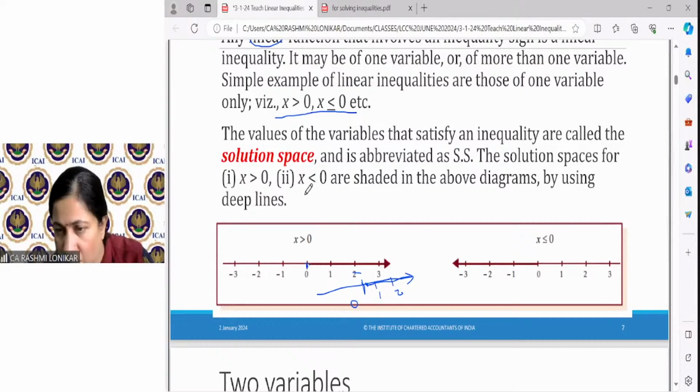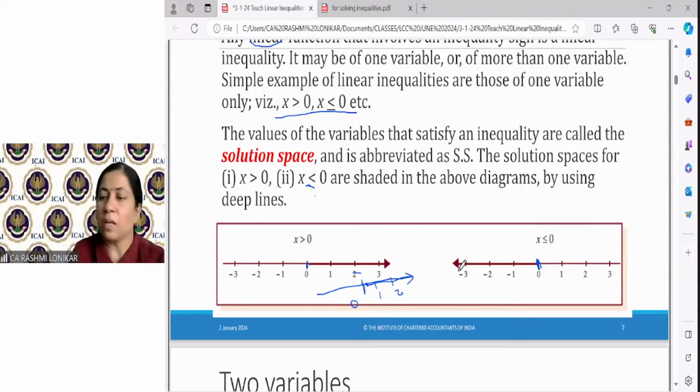X less than 0, meaning below 0. But here, if you have x less than or equal to 0, then it will start from 0. You can see here, this thick line starts from 0, okay? As you can see, for x greater than 0, the line does not start from 0, but a little away from 0. When x is less than or equal to 0, when there is an equal to sign, it will start from that number. And in this case, it is going in this direction.